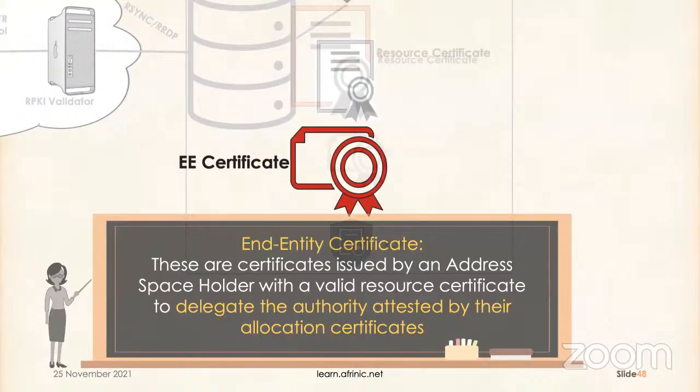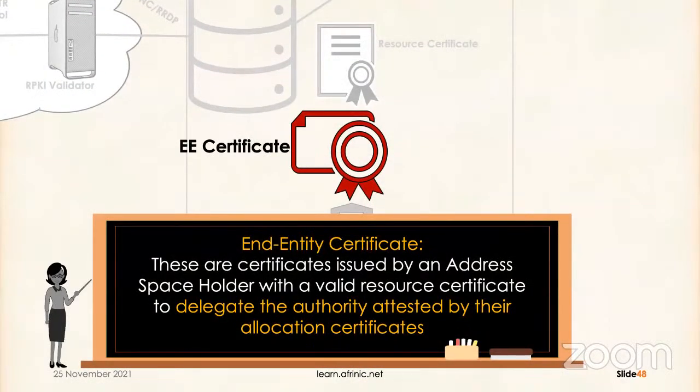So the next component in the RPKI structure is the end entity certificate. If you remember, I said that when the root certificate signs another certificate, the other certificate is a child of the root certificate. So end entity certificates are issued. It's basically used by an operator to delegate the authority that the resource certificate has to another certificate. Now, why is this?